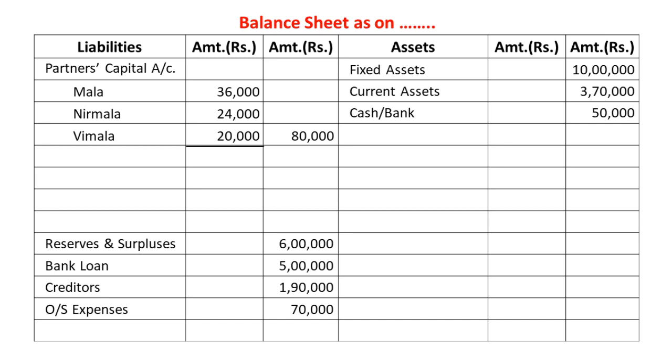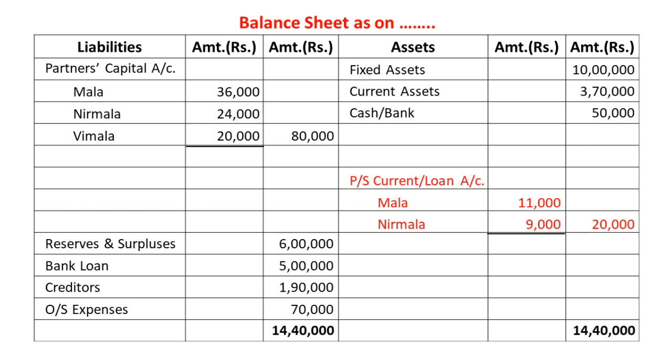Now this deficit is receivable. Since everything which is receivable is an asset, we have to record it on the asset side. So we should record on the asset side with partners current or partners loan account, Mala 11,000, Nirmala 9,000, total in the outer column 20,000. Finally, we need to take the total of balance sheet. It will automatically tally.